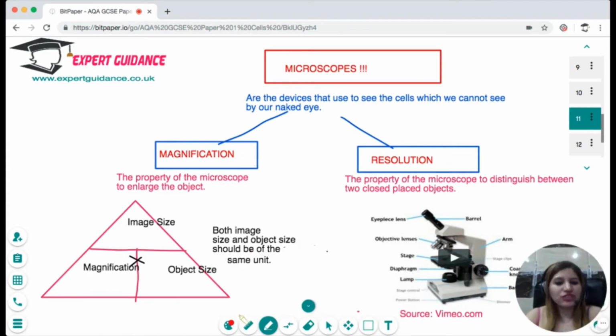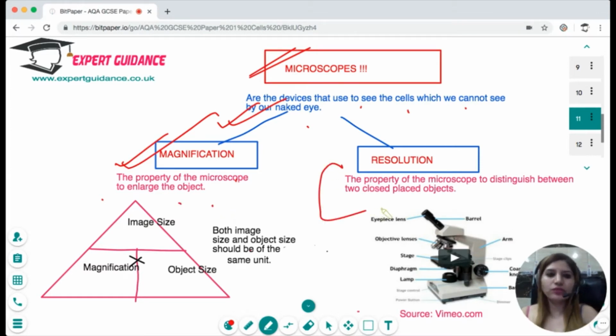Now the question comes in, the cells we cannot see by the naked eye. So we take the help of microscopes. Microscopes are the devices that are used to see the cells which we cannot see by our naked eye. There are two properties of microscopes which are important, and you should know the definitions of them. First is magnification. Magnification is the property of the microscope to enlarge the object, and resolution is the property of the microscope to distinguish between two closely placed objects.